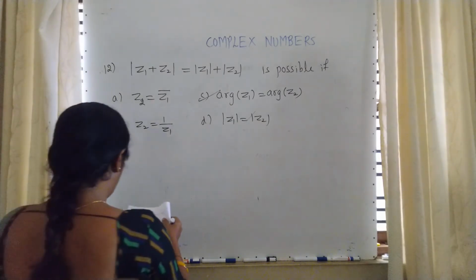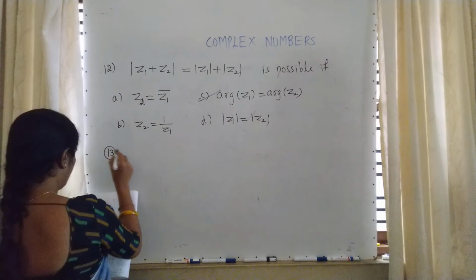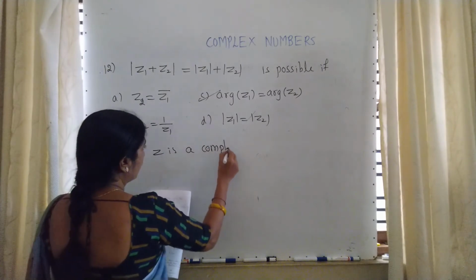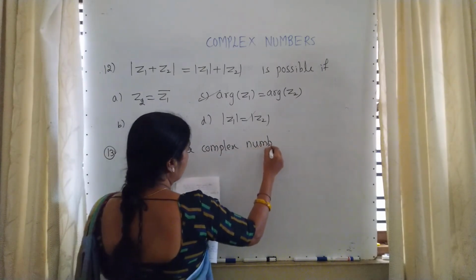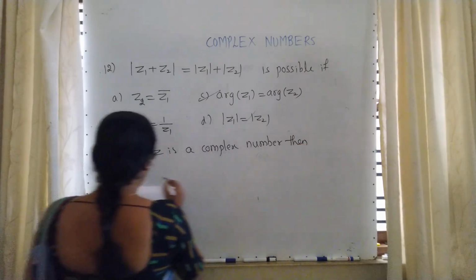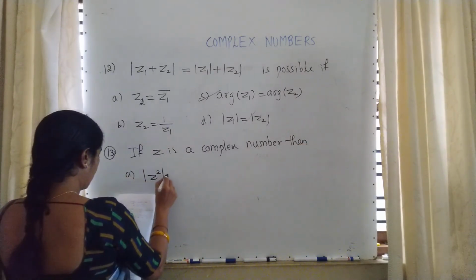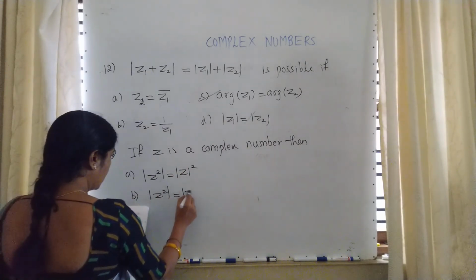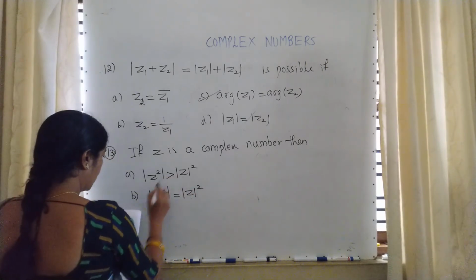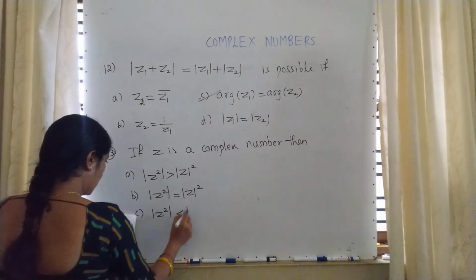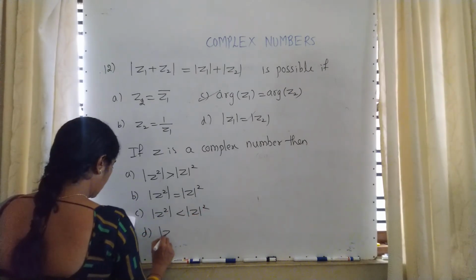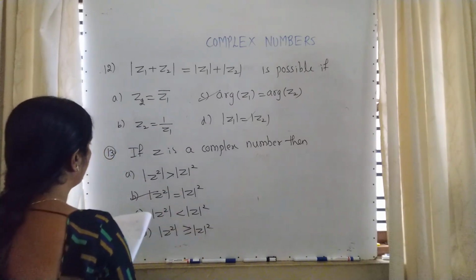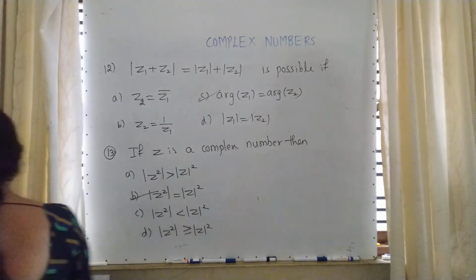Moving to the next question, question number 13. If z is a complex number, then, so which answer is correct? B. Moving to the next question, that is question number 14.